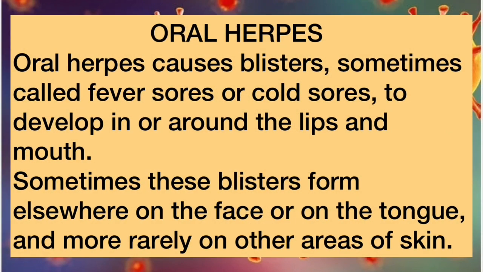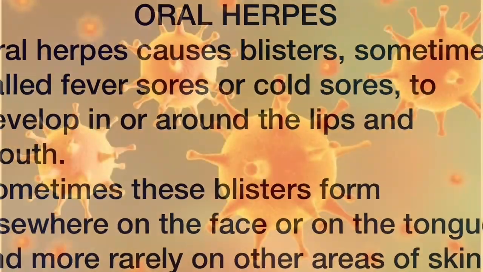Oral herpes causes blisters, sometimes called fever sores or cold sores, to develop in or around the lips and mouth. Sometimes, these blisters form elsewhere on the face or on the tongue, and more rarely on other areas of the skin.